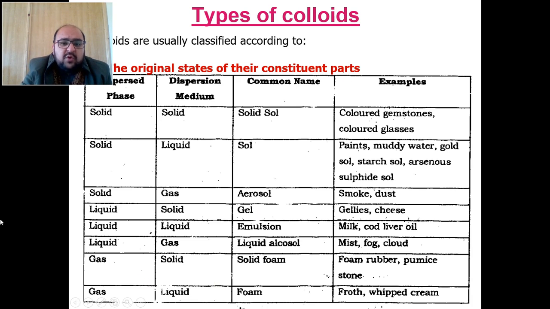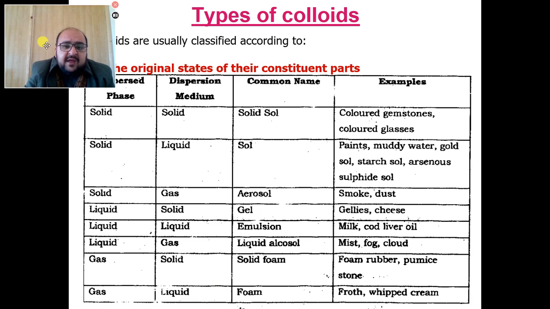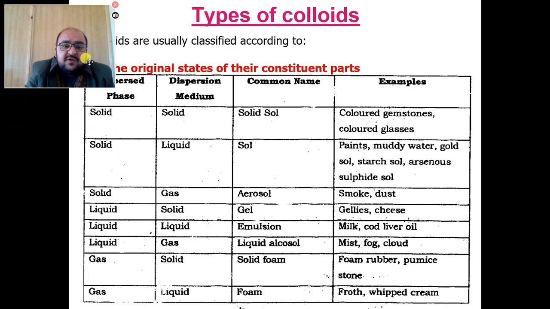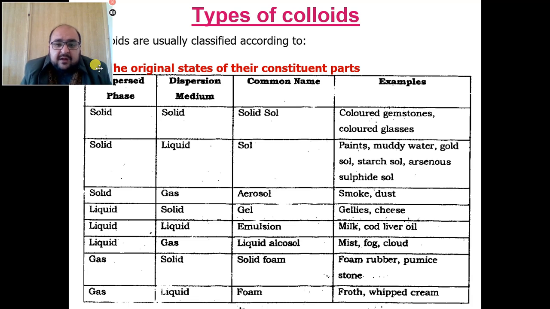You can see here the chart of colloids, types of colloids. Colloids are classified according to the original state of their constituent parts. You can see the disperse phase, the dispersion medium, the common name and the examples.